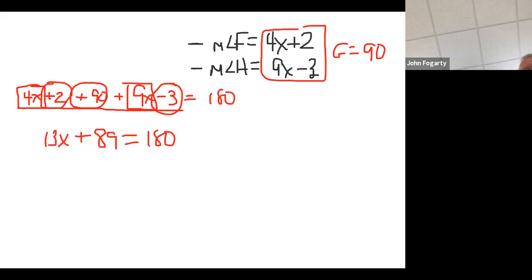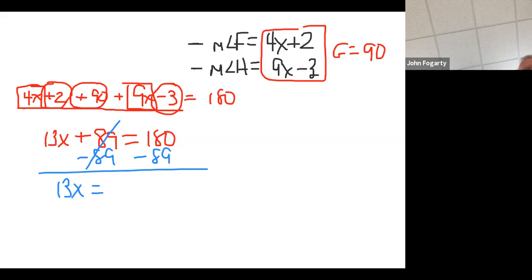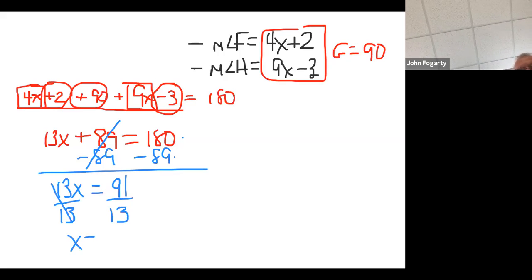All right, now solve it. First thing you do is subtract 89 from both sides. And if I do that properly, I get 13x over here, and 180 minus 89 is simply 91. Yes? And then all I do is divide both sides by 13, and I end up with x equals, I believe, 7.